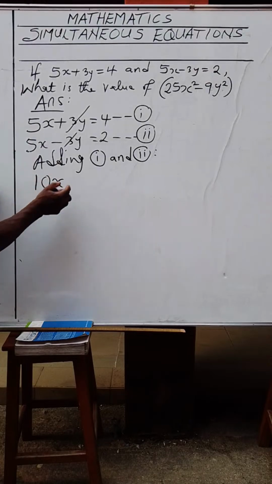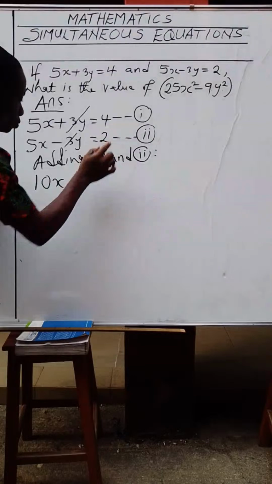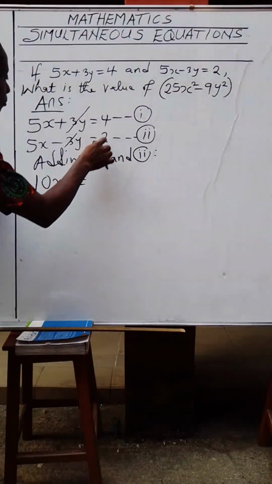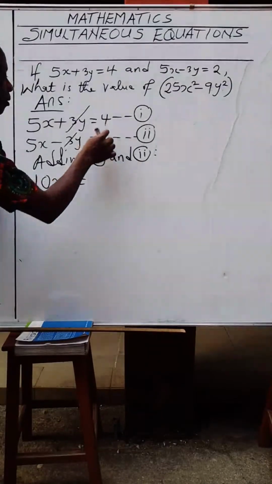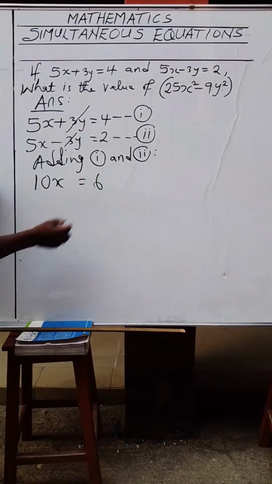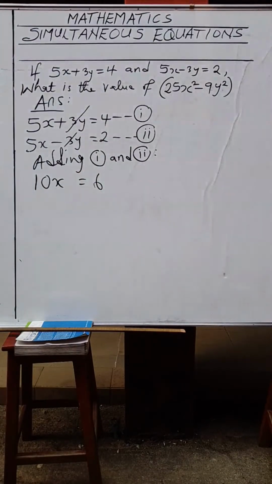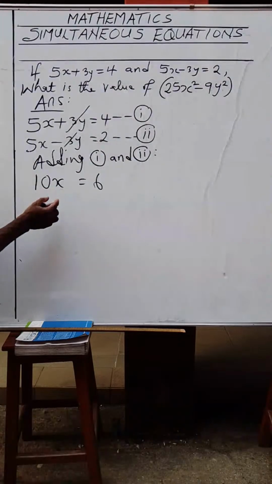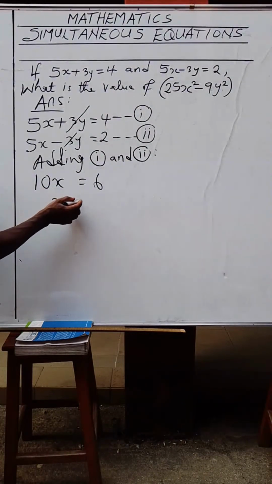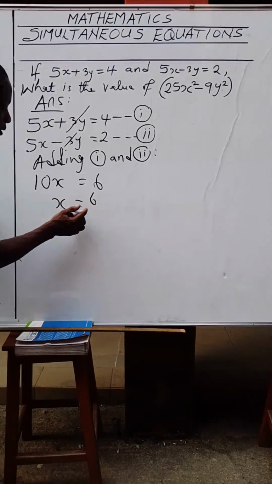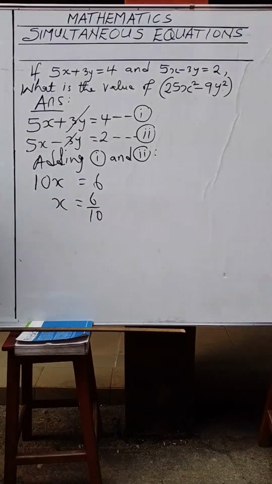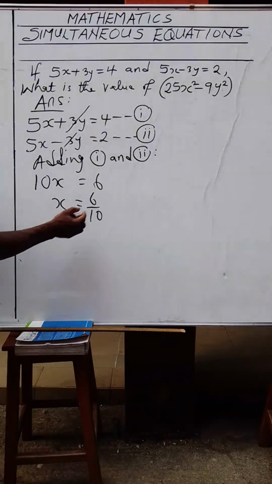We have 10x here, and this equals 4 plus 2. What is 4 plus 2? Remember, we're adding. So 4 plus 2 is 6. Then we divide both sides by 10. x becomes 6 over 10. So what's now x? 6 over 10.